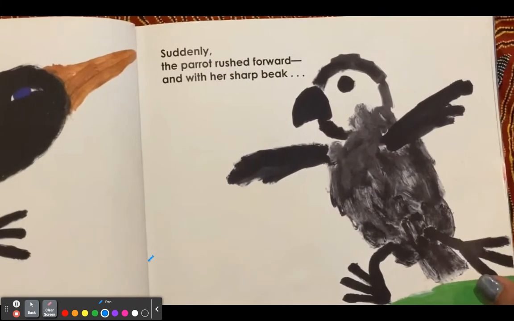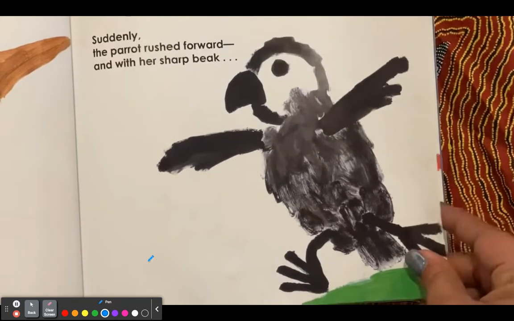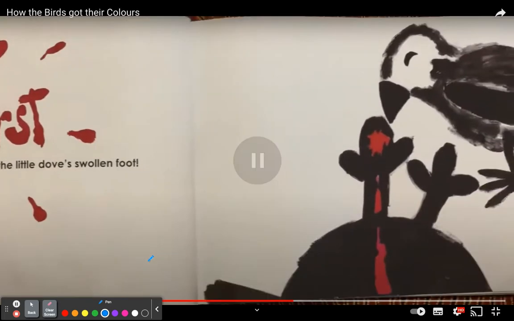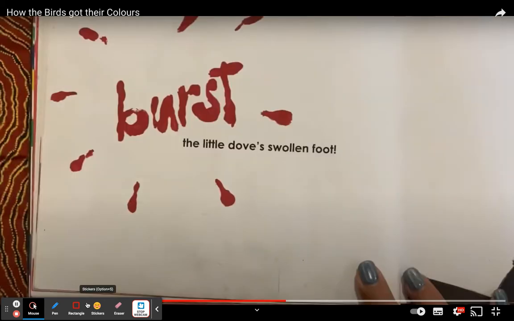Suddenly, the parrot rushed forward and with her sharp beak burst the little dove's swollen foot. This was a good one. Burst. I wonder what sound it is. Is it the IR? Is it the ER? Or is it the UR? That's right. It's the UR. You hear it in burst. And we have another blend at the end. Burst would go in the UR section.